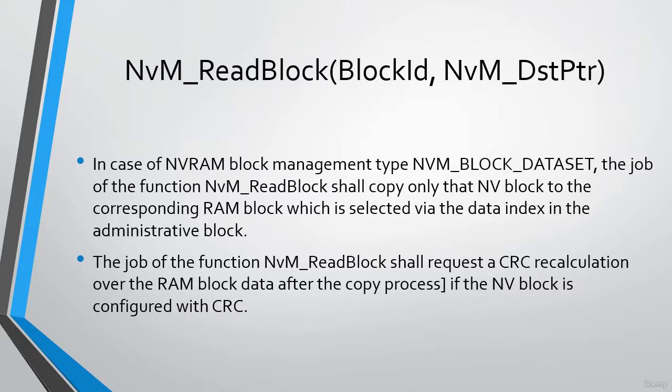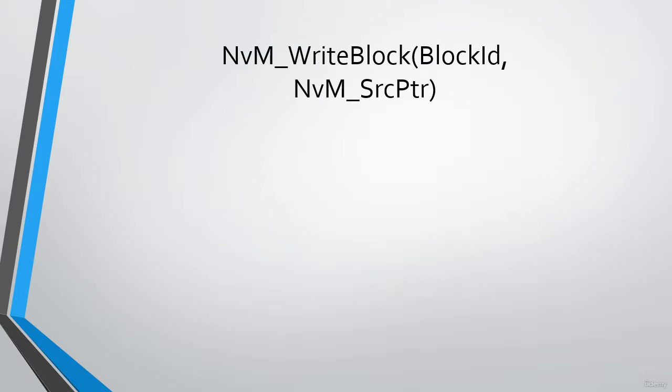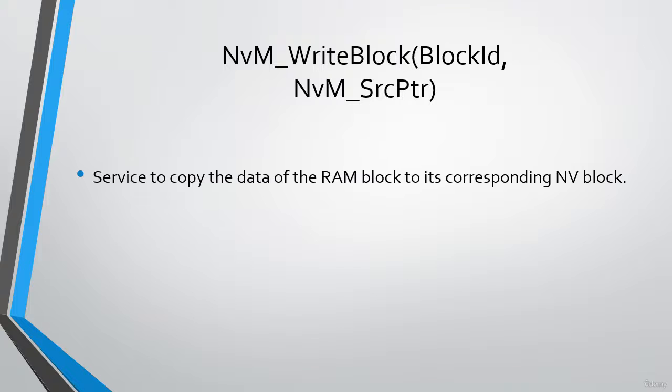Now let's look at the NVM write block API. Again, the parameters are similar: block ID, NVM source pointer. It is a service used to copy the data of RAM block to its corresponding NV block. Okay, so from the RAM block, now we are copying the data to its corresponding NV block. It's an asynchronous API and it's of type 2.